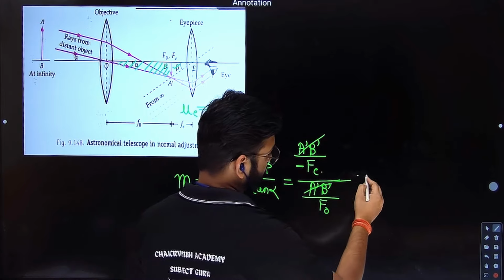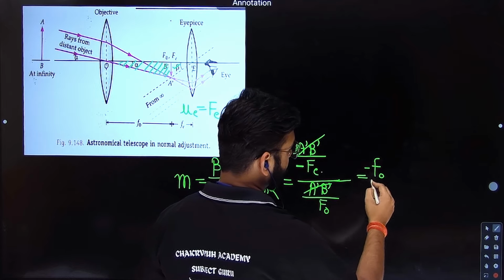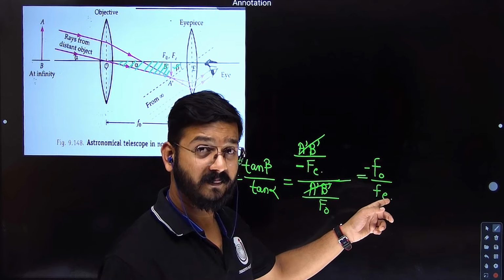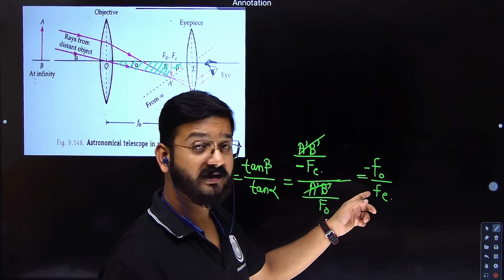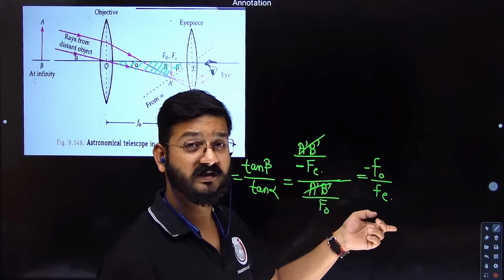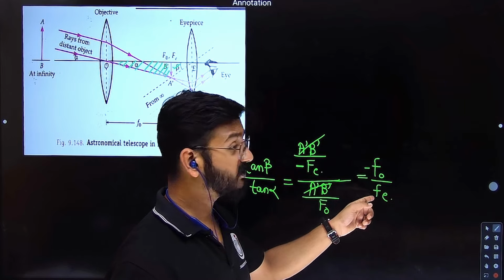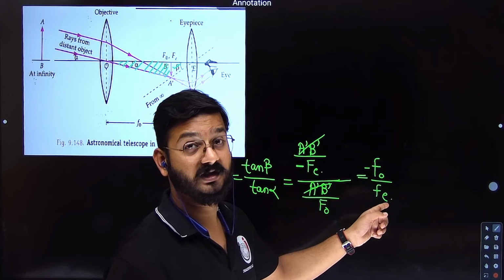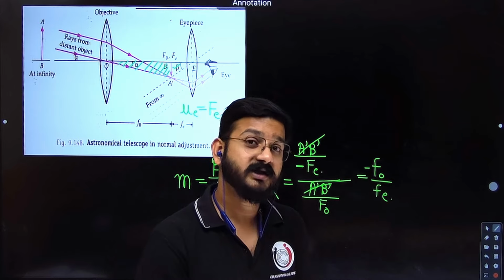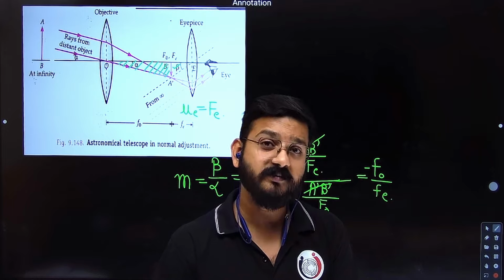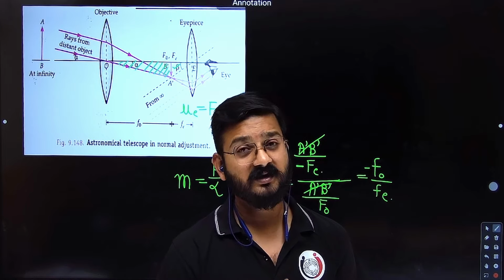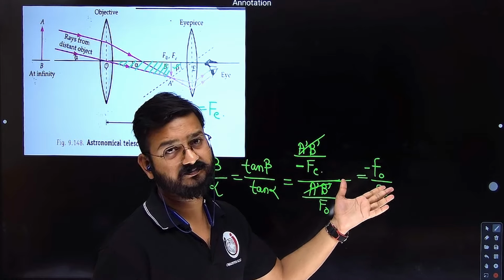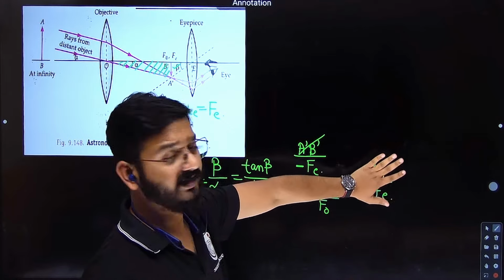This gets cancelled. So what is the expression? Minus Fo by Fe. If you see it, it is exactly same as the expression for the magnifying power of astronomical telescope when the image is formed at D. Here it was UE. If you remember the previous expression, here it was UE. But in this case, the object distance of eyepiece should be the focal length of the eyepiece. Then only final image will be formed at infinity. So UE is replaced by Fe. No need to modify this. This is the final expression.